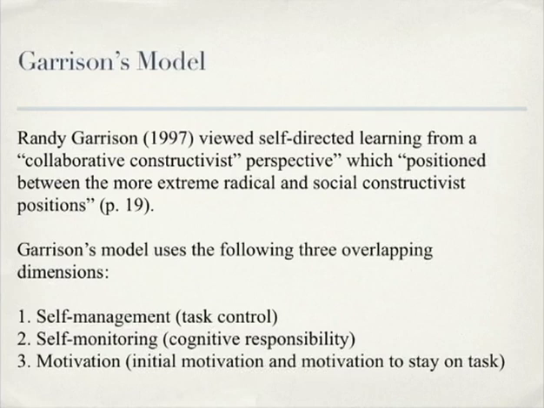Garrison's model uses the following three overlapping dimensions. 1, self-management. 2, self-monitoring. 3, motivation. And in motivation, we're talking both about the initial motivation to begin an experience and the motivation to stay on task. Garrison was quick to point out that it is difficult to consider the dimensions independently because there's considerable overlap between each of the concepts.